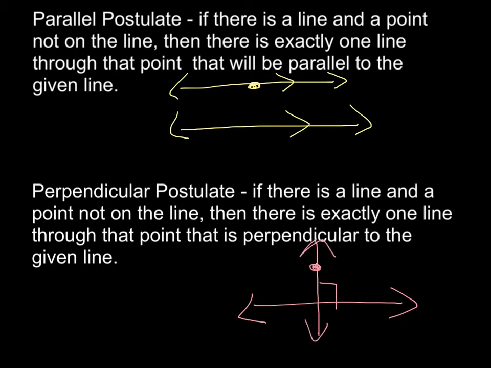So one more time, if you have a point that's not on a line, there's going to be exactly one line that goes through it that will make another parallel line, and exactly one separate line that will go through that point that will make a perpendicular line to the original line. Those are two important things that might be on the quiz.